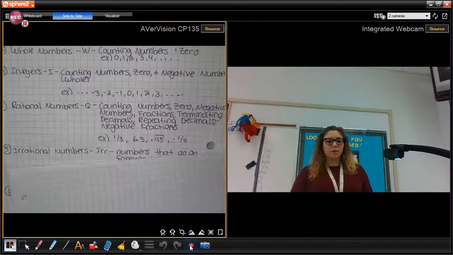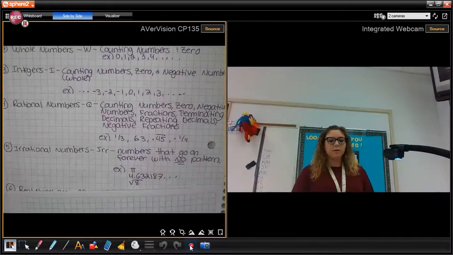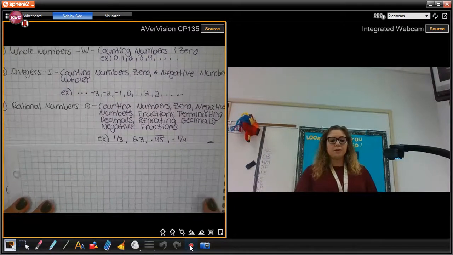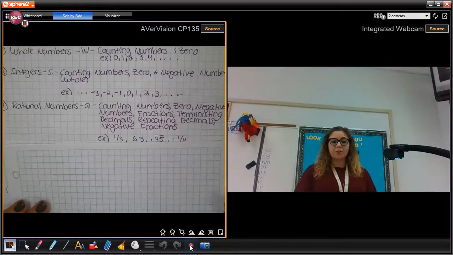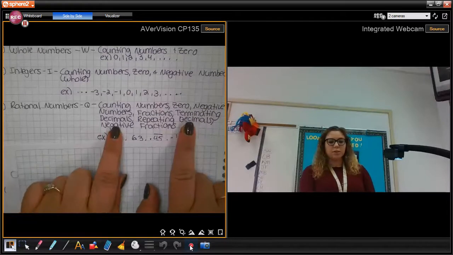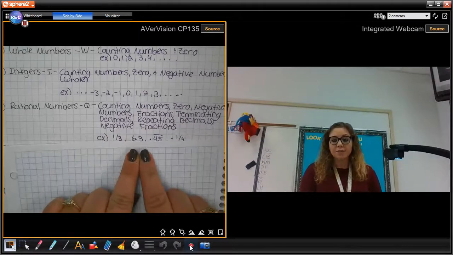Okay, fourthly is your rational numbers. And these are everything above, plus this. Now you're going to include fractions. You're going to include terminating decimals. And terminating decimals means decimals that have an end.